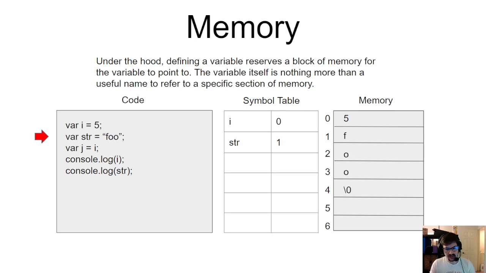Okay, so now we execute var str equals foo. JavaScript again makes an entry into the symbol table and adds in str as the symbol, and then it's at memory location 1 because memory location 1 was the next open spot in memory. And what it does as well here is it will go into memory and actually add 4 entries, and that's because each memory location on most machines is going to be either a 32-bit or a 64-bit value.